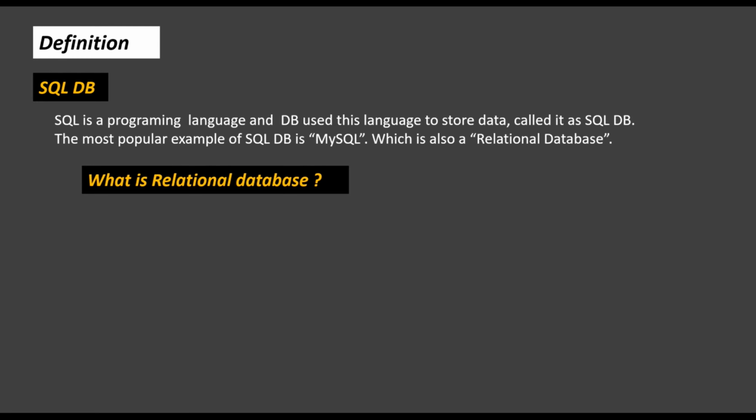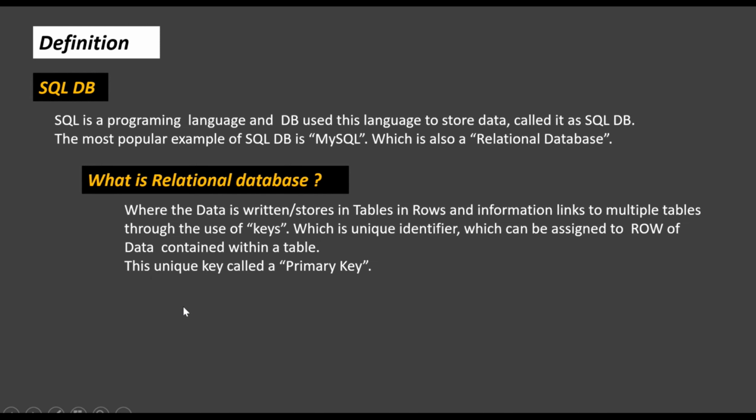When I say relational database, as I already explained in my previous slide, but in case you don't remember correctly, let me give you the example once again. Basically it is where the data is written and stored in tables, in rows, right? Those who have already used the MySQL database already know how we write queries inside it. Generally we create the tables, under them the rows, and then we put in the values, right? That's how we write. So that is what is written here: the data is written and stored in tables in rows, and information links to multiple tables through the use of keys, right?